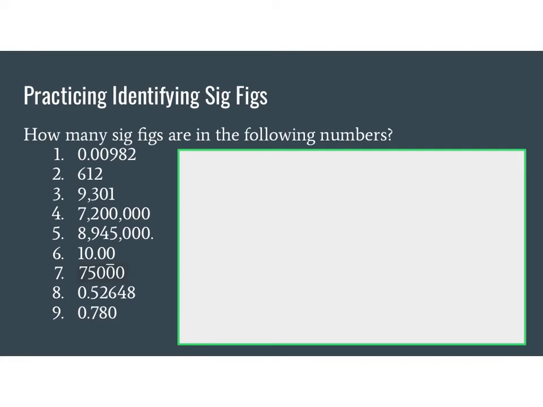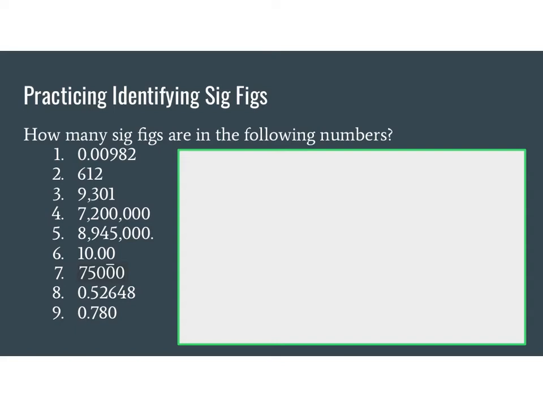Here we have a little test of how many sig figs are in each of the following numbers. What I would like you guys to do is to try this on your own first. Just write next to each of those numbers how many sig figs you think there are, and then pause this video right now so that you have time to do that, and I'll show you how I would go through and do it then. So pause the video and we'll come back.